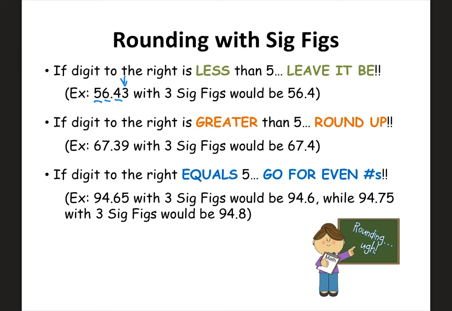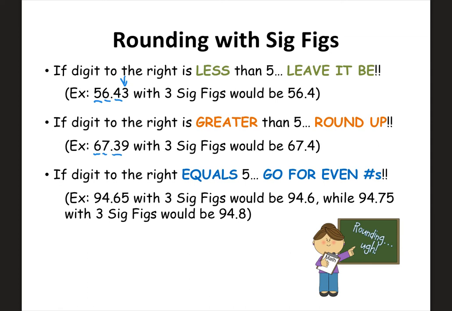Okay. So let's look at another one here. If the digit to the right is greater than 5, you would go up. So let's just say you did your math, your calculator spits out 67.39, and you can only have 3 sig figs. So left to right, the 6, the 7, the 3. Those are your 3 sig figs. You look to the right of that now. There's a 9. 9 says you got to go up. So your answer here would be 67.4 with correct sig figs and rounding. All right, so that's pretty similar to math class.